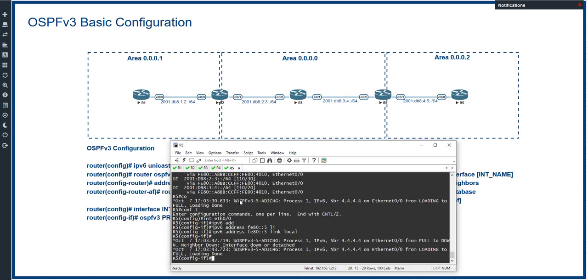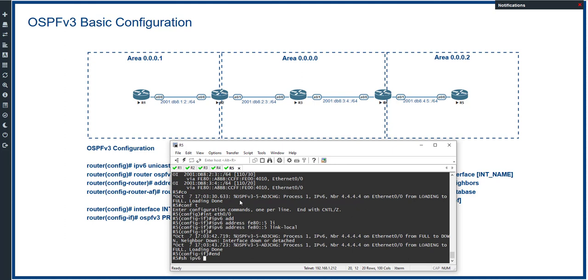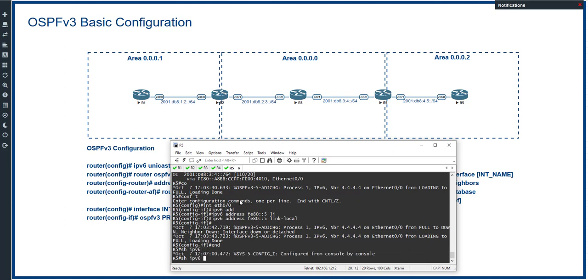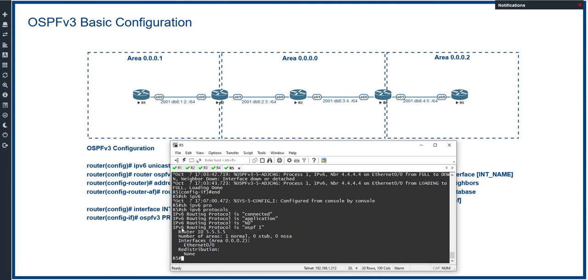Okay, finally router 5, show IPv6 protocols. We have the routing protocol as OSPF1, router ID is quad 5, the number of areas is 1 normal area, and we have one interface on area 2.